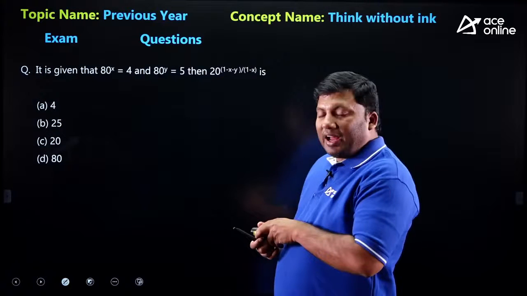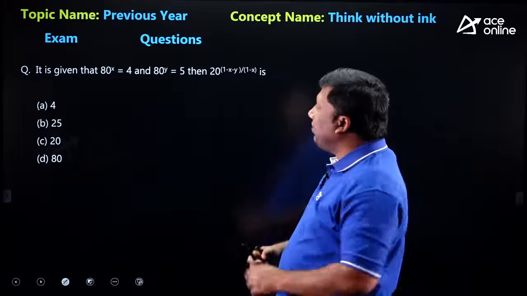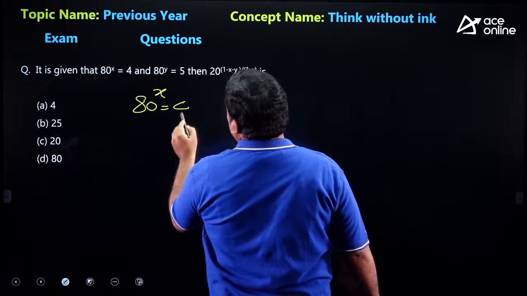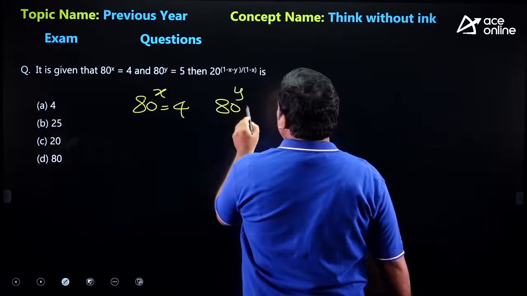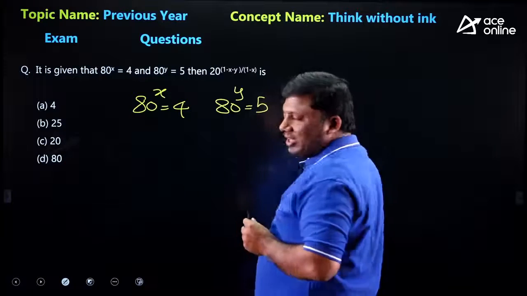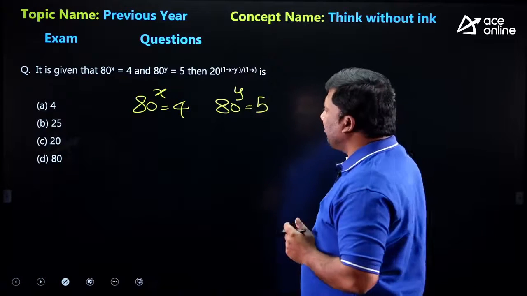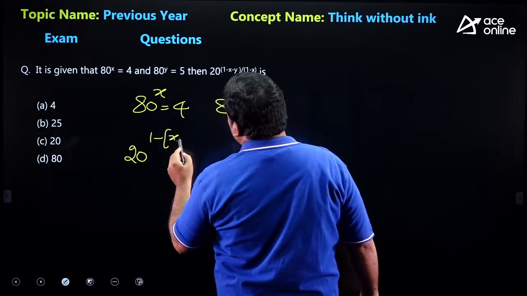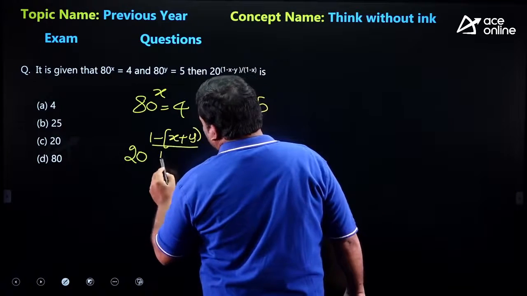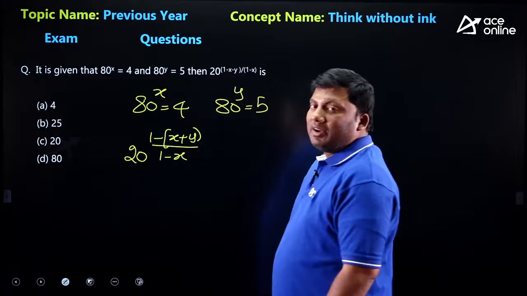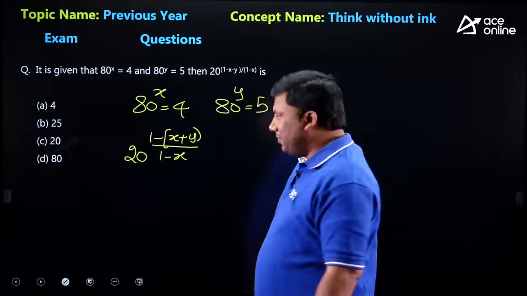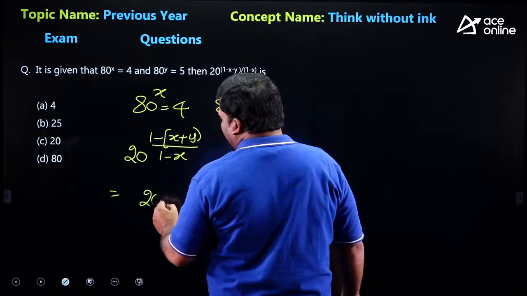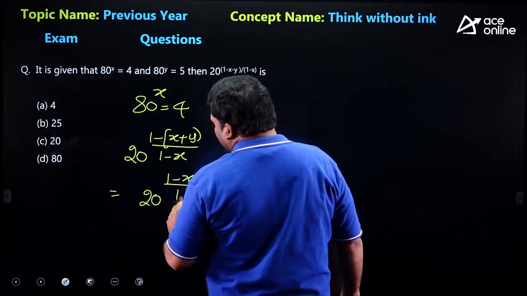Another beautiful question, sir. It is given that 80 power x is equivalent to 4, and 80 power y is equivalent to 5. The question is 20 power of (1 minus (x plus y)) divided by (1 minus x). That is 20 power of (1 minus x minus y) divided by (1 minus x).